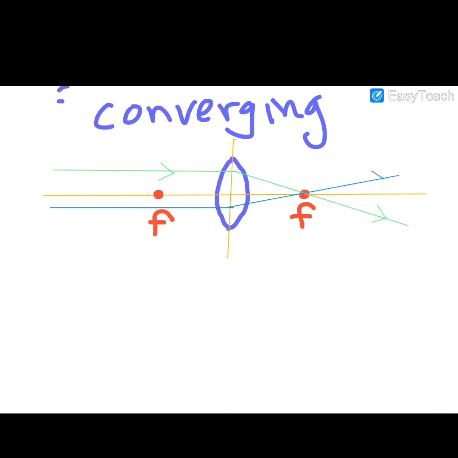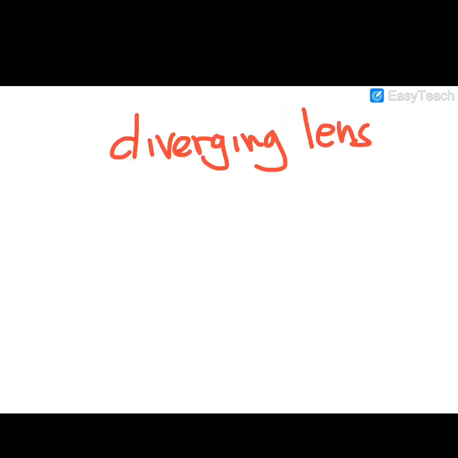and the focus being what it is, that ray also intersects with the principal axis on the other side of our lens. That is the converging lens. Now, let's think about the diverging lens. That's going to be the next topic. So we'll clear our screen and think about a diverging lens.